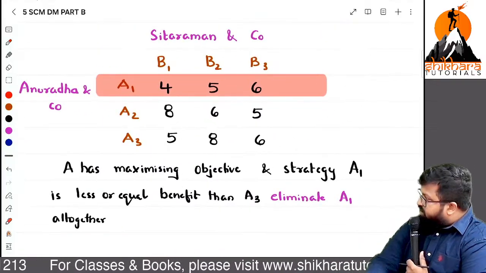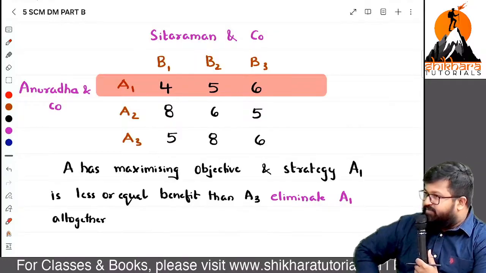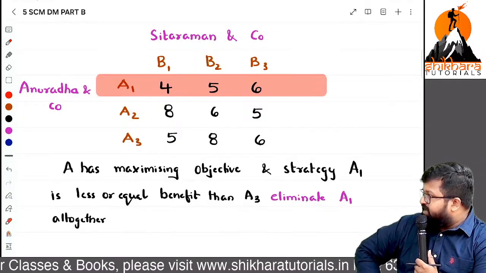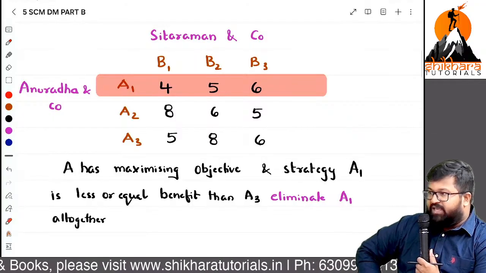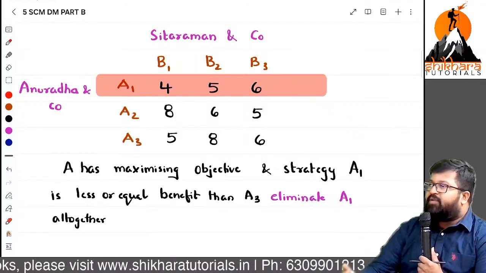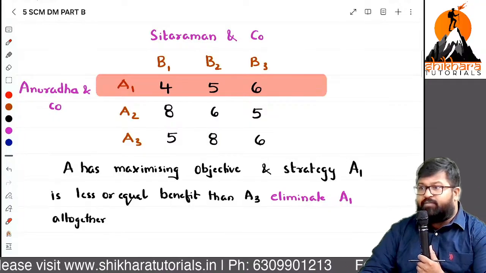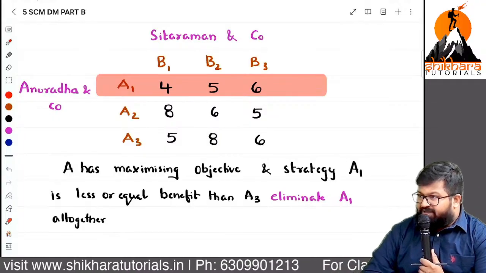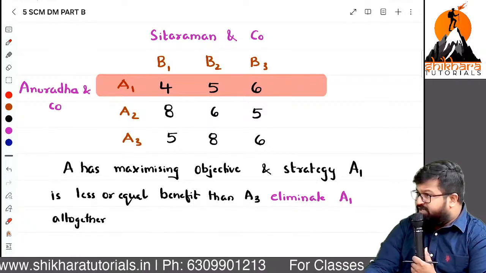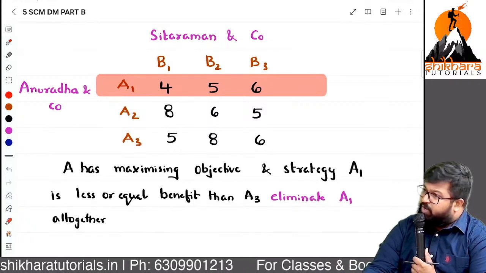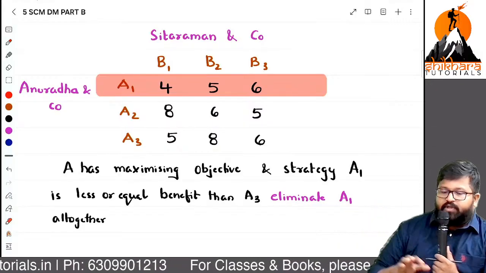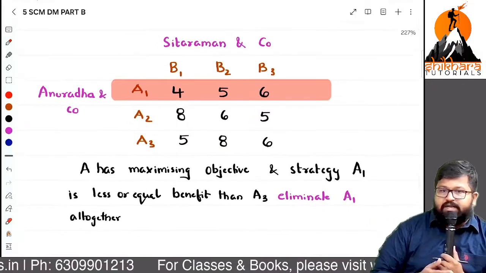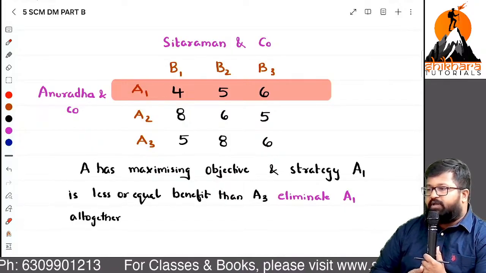Regarding the first, A has a maximum objective and strategy A1 is less than or equal to the benefit than A3. So eliminate A1. You can write it in your own words. Whatever you've done, you can write in your own words. What are the benefits we are getting from the A1 strategy when compared to A3? They are less. So I am eliminating A1. You can write it on your own, no issues. And if that part is done, write the sentence also.